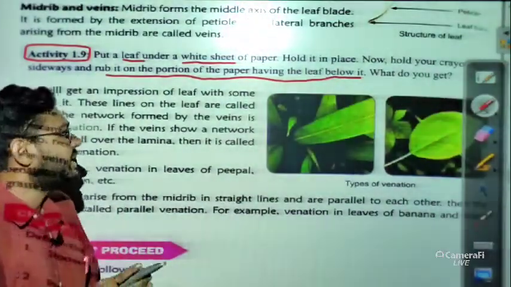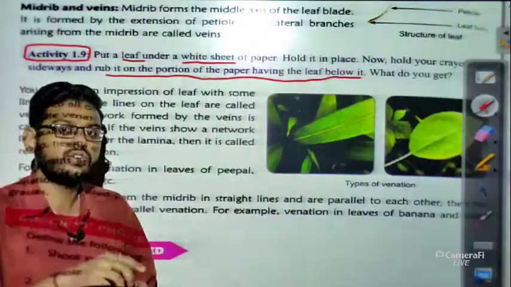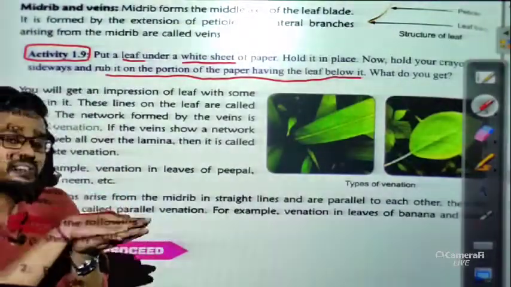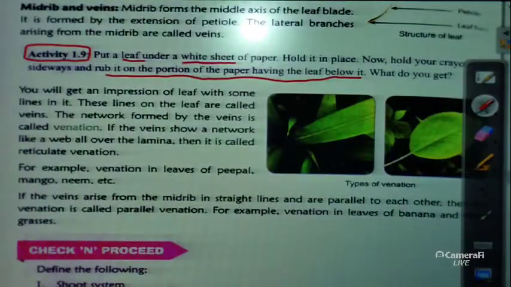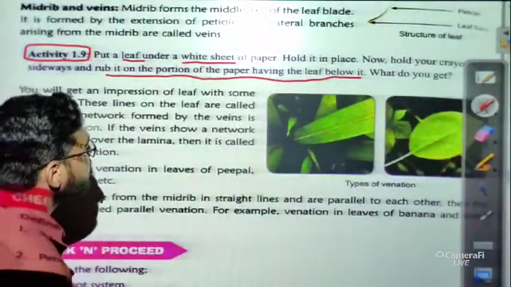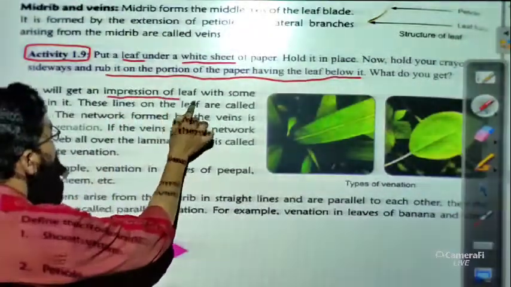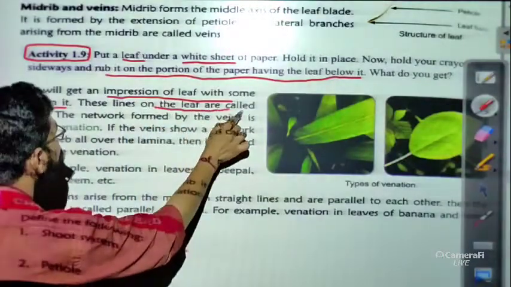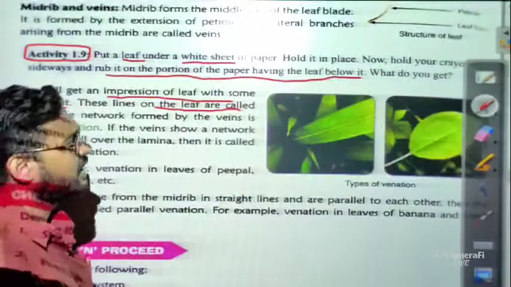If this is my white sheet of paper and this is the leaf, I just put the leaf under the white sheet of paper and rub some crayon on it. So what will you observe? You will get an impression of the leaf with some lines on it. These lines of the leaf are called veins. Veins means simply the lines.